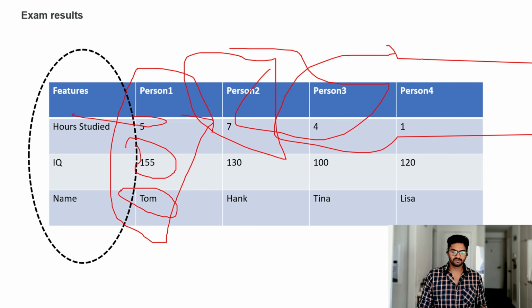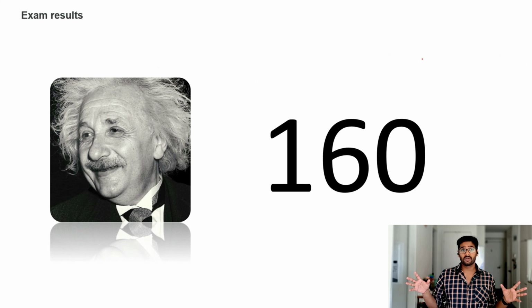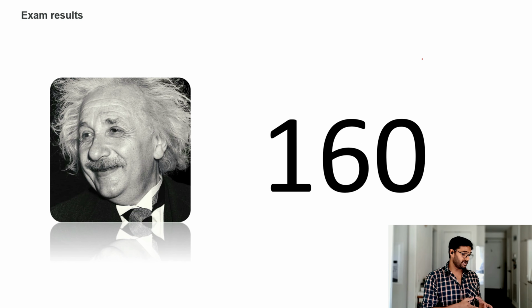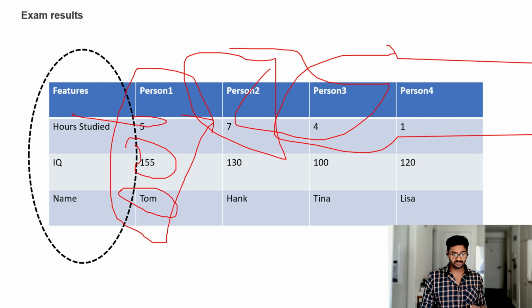So let's see how we can build this. By the way, off topic, quick FYI, Albert Einstein had an IQ of 160. So person 1 is pretty smart. So what I would imagine from this AI is a person with IQ 155 who has studied 5 hours should ideally score better than person 2 who has an IQ of 130 and has studied 7 hours. And of course, their name should not have any influence on how much they can score in an exam.